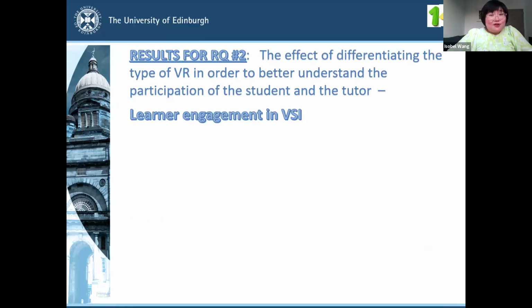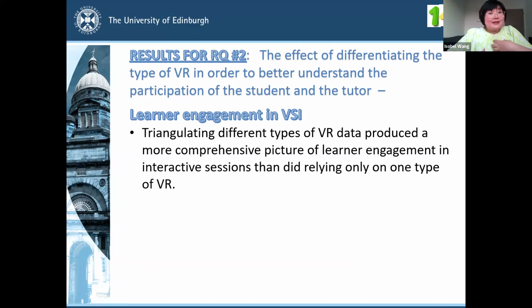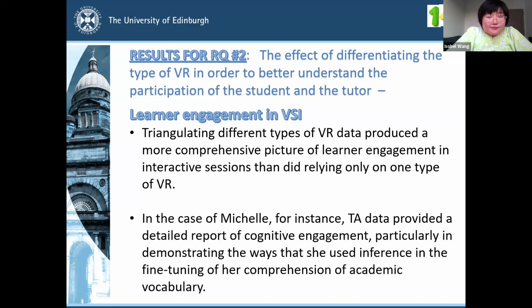So now let's have a look at the second research question and our findings in response to it, in terms of the effect of differentiating the type of verbal report in order to better understand the participation of the student and the tutor. So our analysis revealed that triangulating different types of verbal report data produced a more comprehensive picture, a more nuanced view of learning engagement in interactive sessions than just relying on one single type of verbal report.